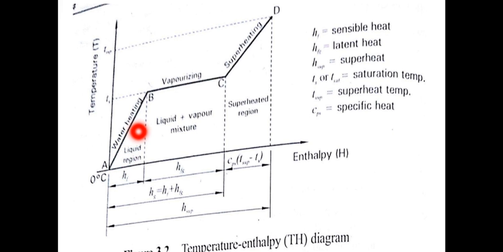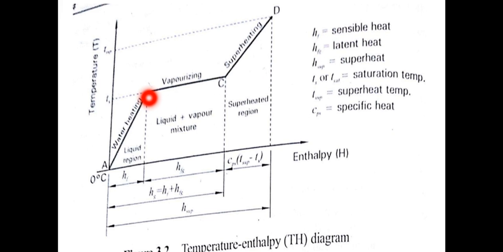After a certain time its temperature will increase and we reach the point B, and the temperature is Ts degree Celsius, the saturation temperature. What is the saturation temperature? This is the temperature at which the water starts boiling, the water starts converting into vapor. And in this portion the heat content added is HF, sensible heat. It is shown here, sensible heat.